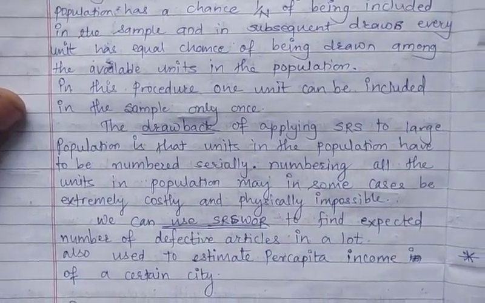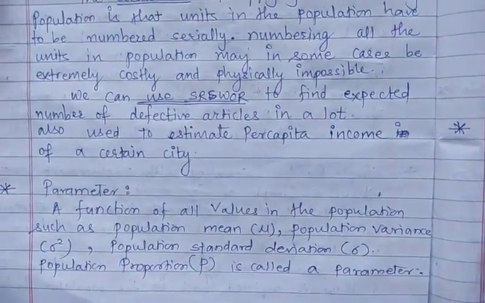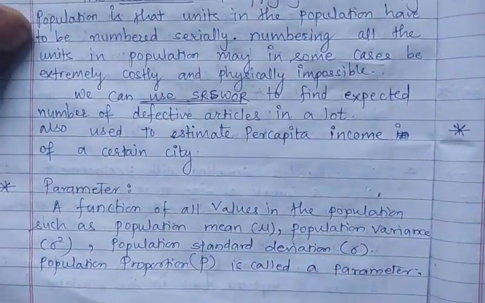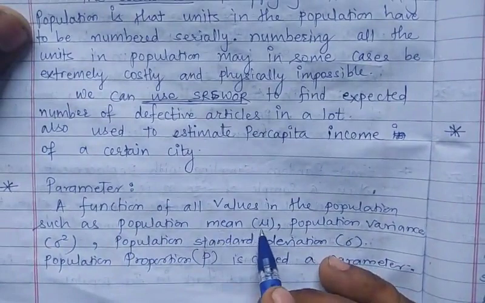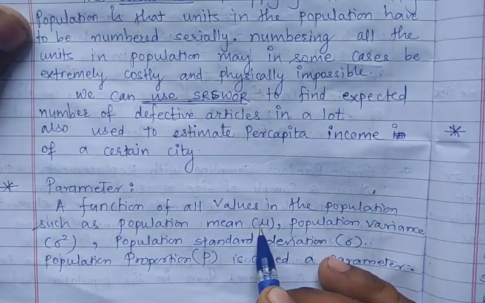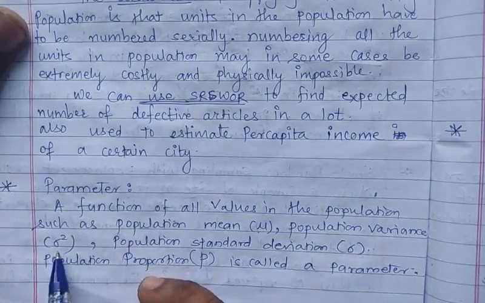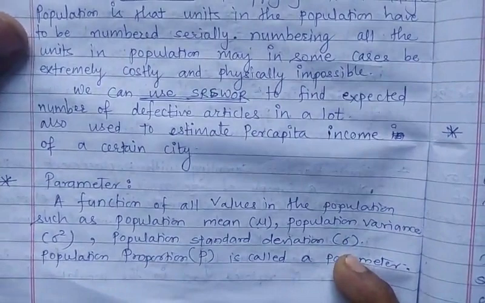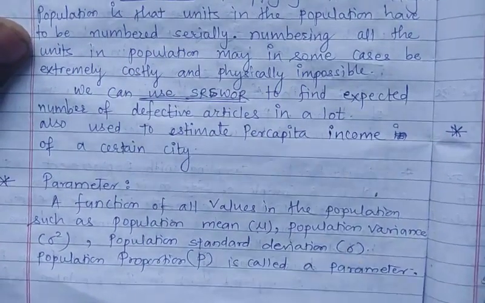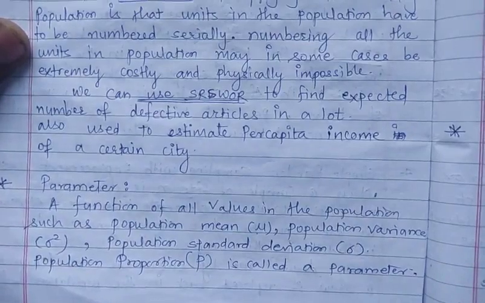So what are the parameters we can use? Parameters are functions of all values in the population. The population mean is denoted by the letter mu, the population variance by sigma square, the population standard deviation by sigma, and the population proportion by P. These are called the parameters.